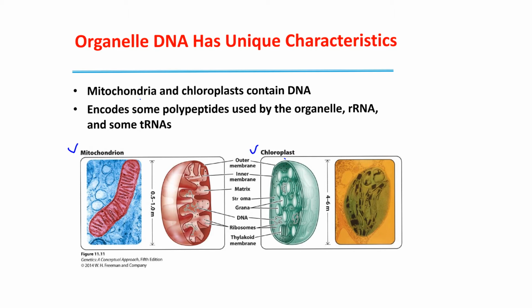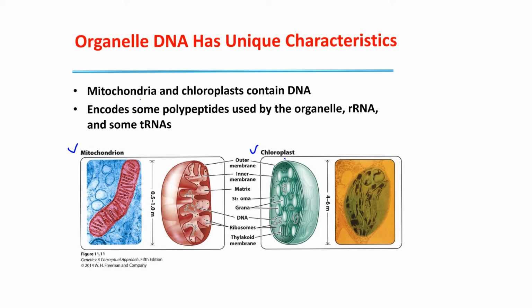The DNA and inheritance of the genes located on this DNA follows different patterns than inheritance of genes which are located in the nucleus, and we refer to this inheritance as cytoplasmic inheritance. So cytoplasmic inheritance refers to mitochondrial and chloroplast inheritance.